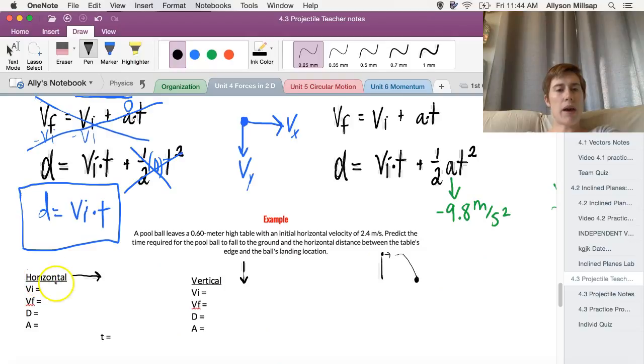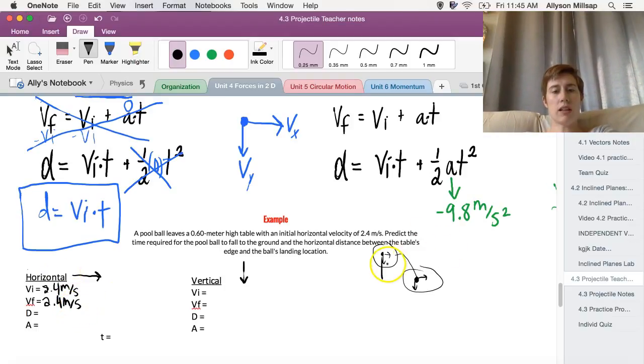So what do we know about horizontally? We know it has an initial speed of 2.4 meters per second, so let's write that out. The final speed we do know, the speed horizontally at the very end. This is the initial, here's the final. Will the speed horizontally be any different than it was at the beginning? No, it's going to be the same. How do we know that?